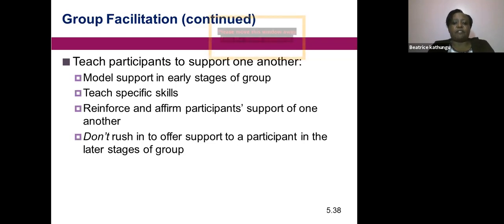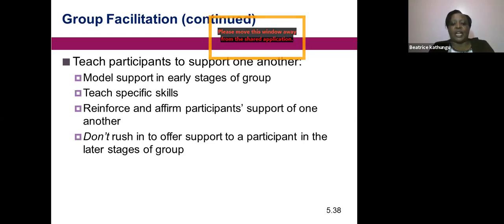You can also reinforce and affirm participants' support of one another. Now that's to say, if a member of the group affirms another member, supports another member, please notice that and reinforce it. Why? Because that's what you want to happen. You want the members to take responsibility for each other.